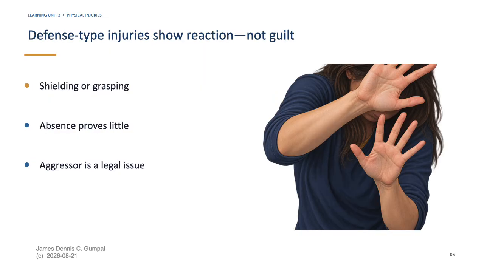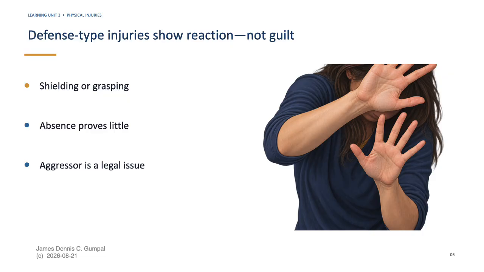Injuries on the hands and forearms may support shielding or grasping. A person raised an arm, deflected the weapon, or reacted protectively. But absence proves little. A victim may have been surprised, restrained, incapacitated, or simply unable to react in a way that left recognizable marks. Finally, aggressor is a legal issue.